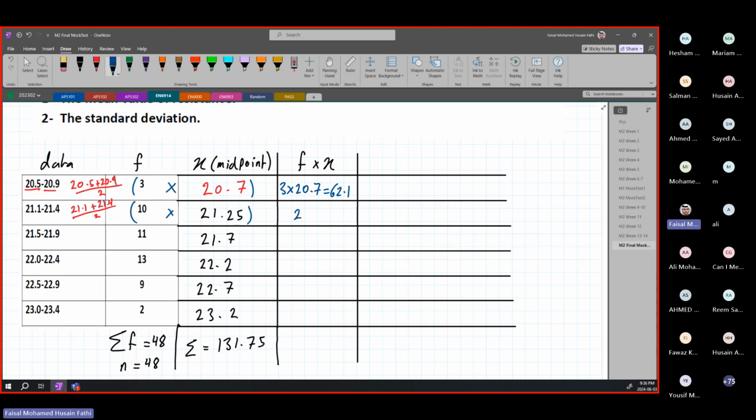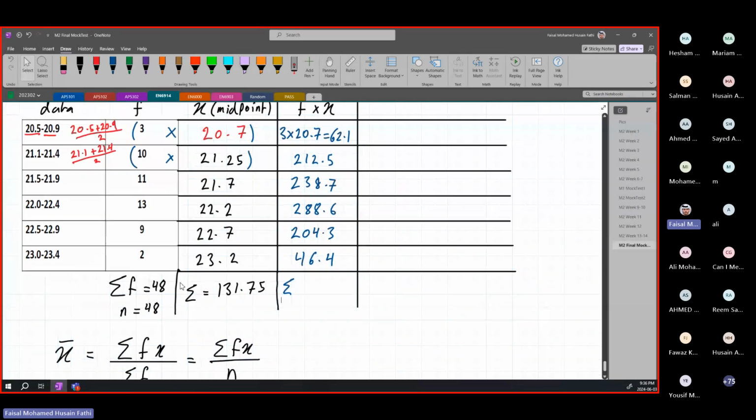So here we're going to have 212.5. 21.7 times 11 is 238.7. 22.2 times 13 is going to be 288.6. 22.7 times 9 is going to be 204.3. And 23.2 times 2 is going to be 46.4. And now we are going to find the sum of all these values.